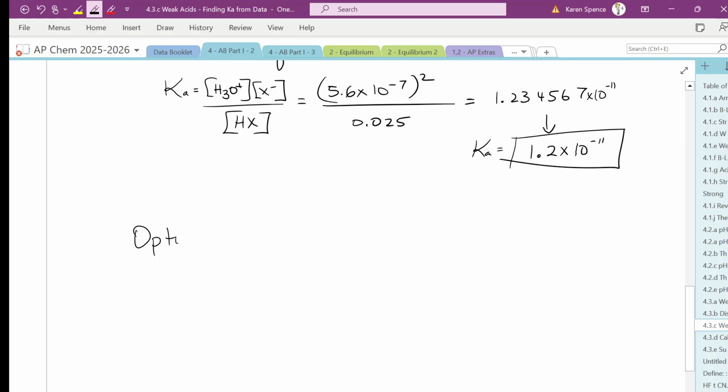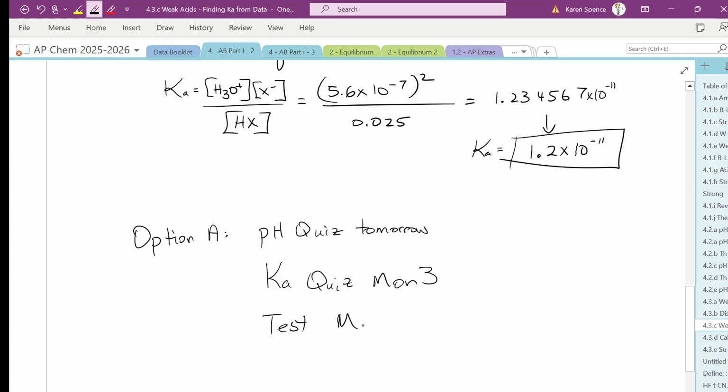Option A. pH quiz tomorrow. Well, there's actually a third option as well. pH quiz tomorrow, Ka quiz Monday the 3rd. That's next Monday. And then your test on Monday, November 10th. Okay, so that's option A.